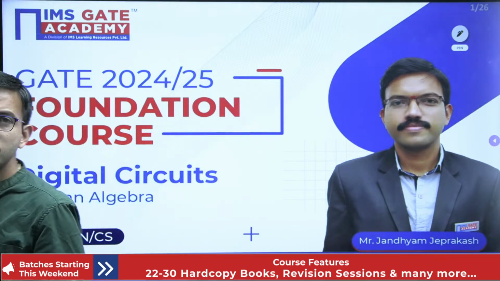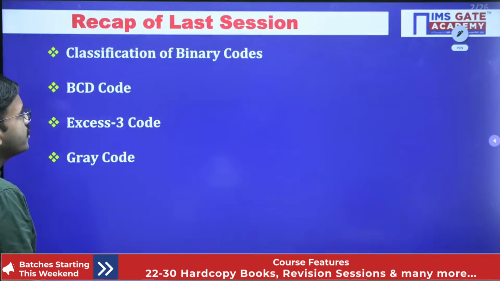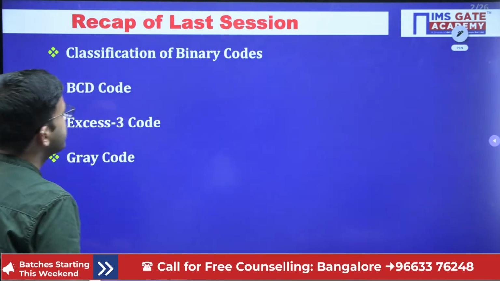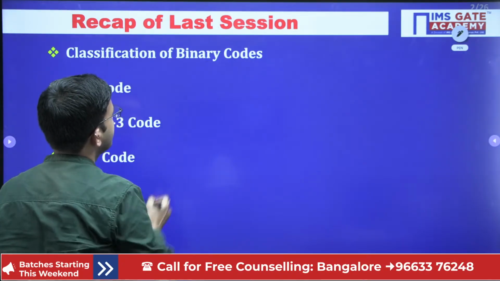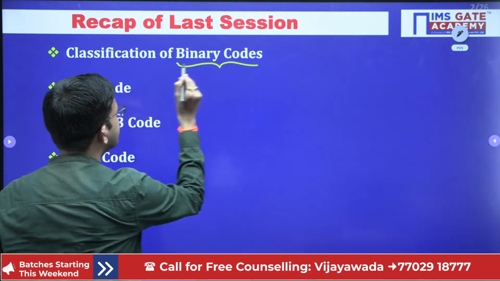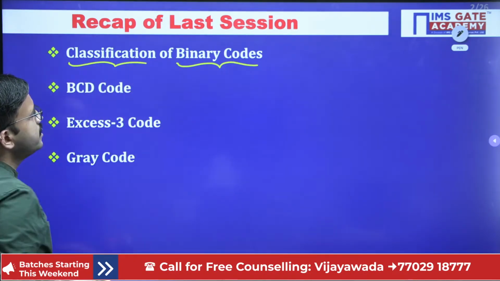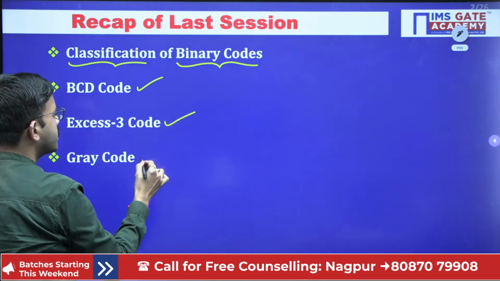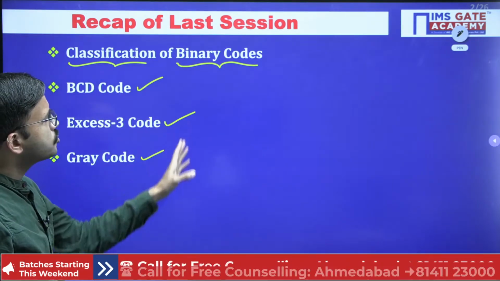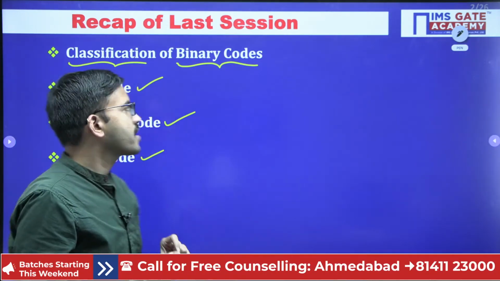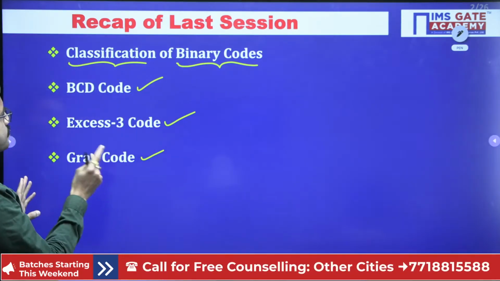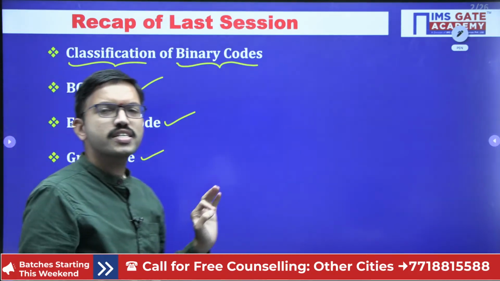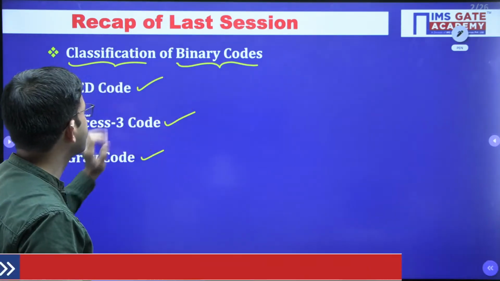In the last class we have discussed the last topic of the first chapter, that is related to binary codes. We have discussed what are the types of binary codes available, and then we have discussed BCD code, XS3 code and gray code. Regarding these codes we have discussed in detail, and how to find the corresponding codes, and we have discussed a variety of questions also regarding these concepts.